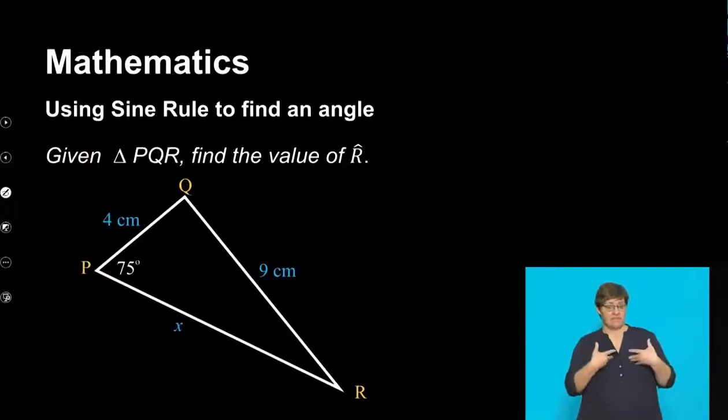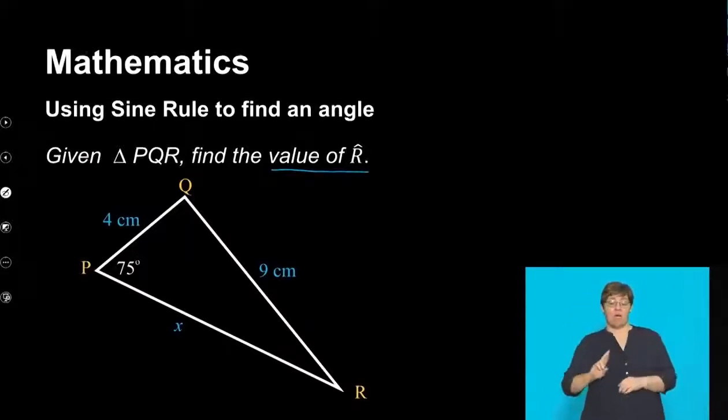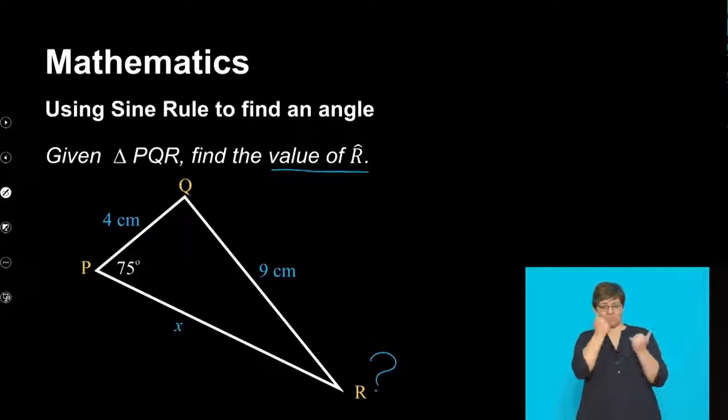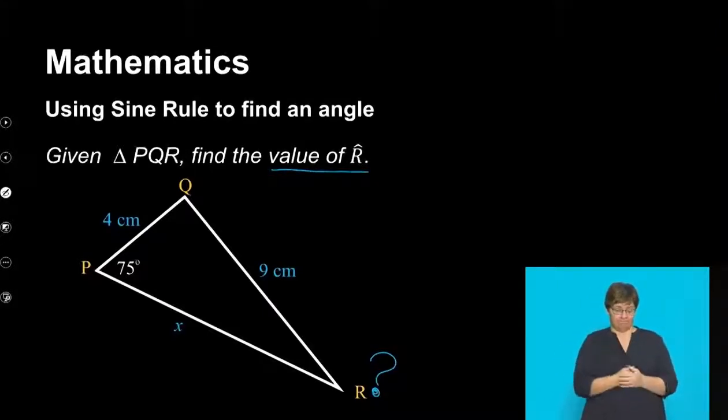Here we're given triangle PQR and they want us to find the value of angle R. So our unknown is an angle this time instead of a side. So just as before, when we're analyzing the question, we've got to look at what we have and ask some questions. So let's begin with our questions.